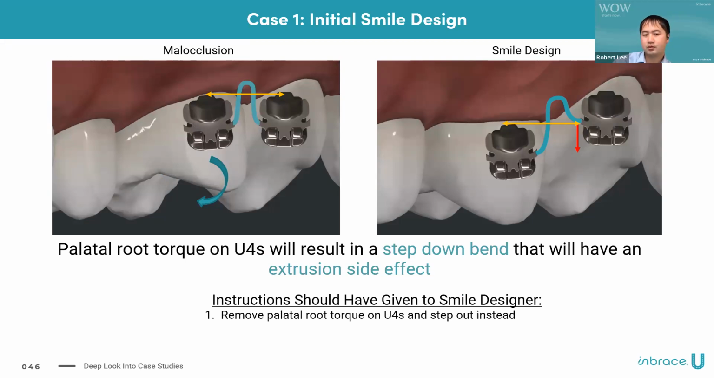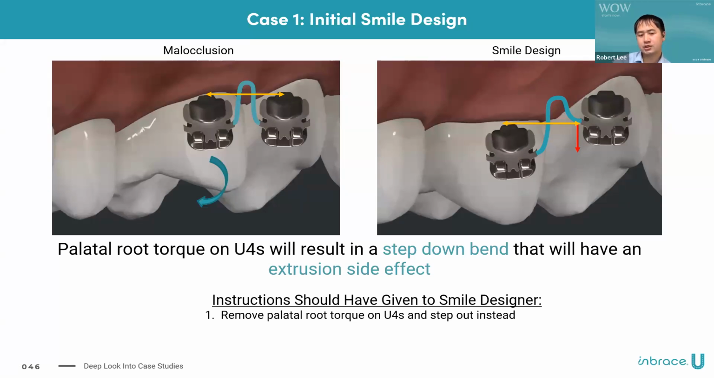With the upper premolars, the palatal root torque will end up creating almost what we call a step down bend. If you look at the malocclusion here, the brackets start level with each other. And then in the smile design, because of the torque, it will actually cause a vertical change of where the bracket ends up. And remember, the wire is going to be designed where the bracket ends up in the smile design. So based on this position, you can see this vertical difference now between the brackets. The wire is going to be engaged back in the malocclusion, and it's going to want to cause an extrusion of this upper premolar.